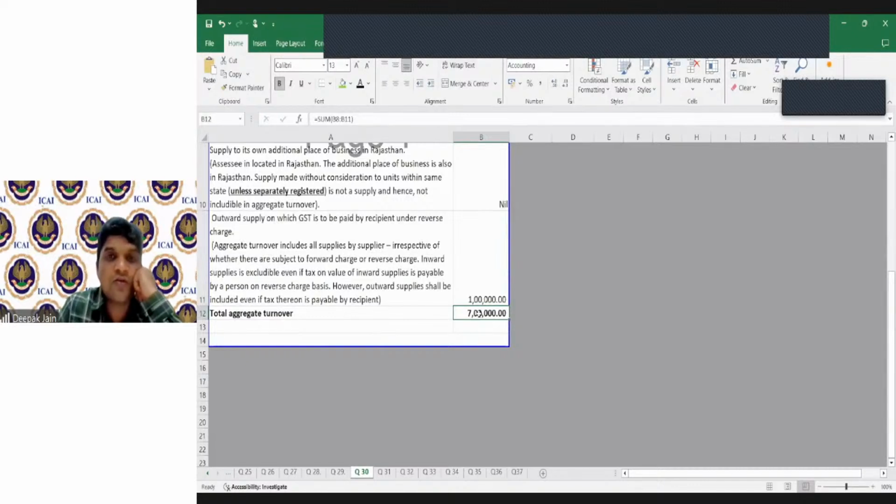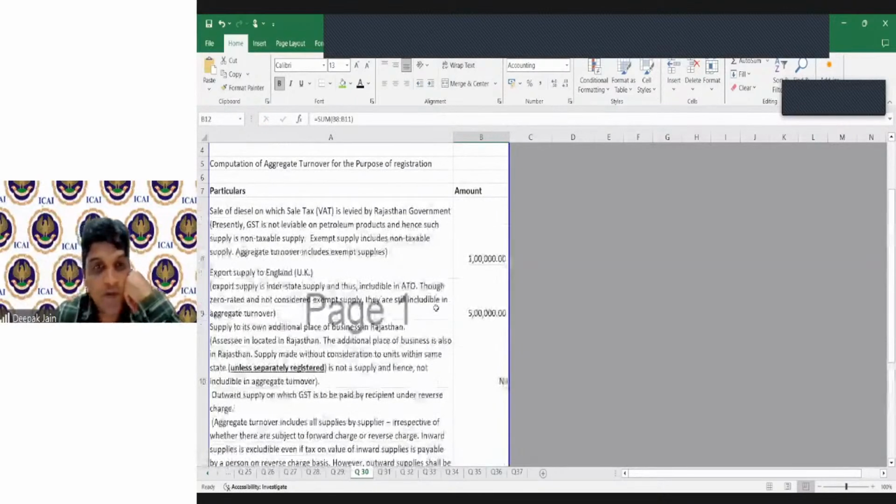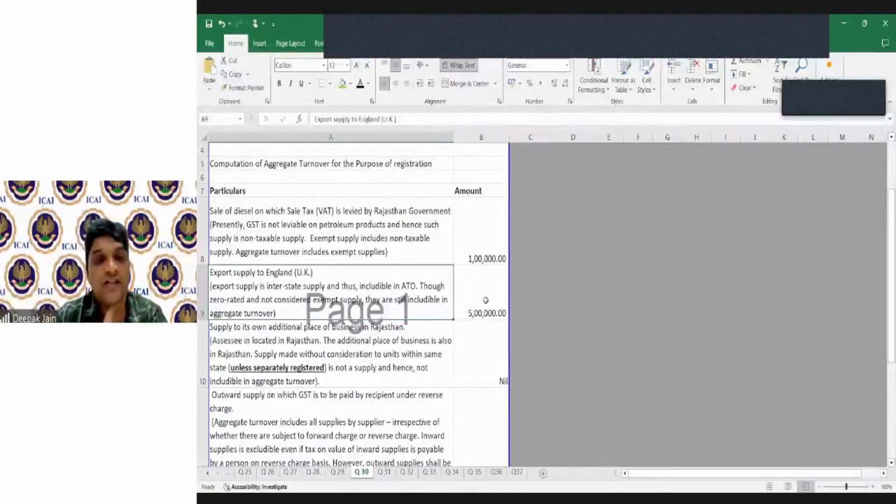If we go with the scheme of compulsory registration, there are 2 points. One is compulsory registration is required when you do any interstate supply. In this case, you are making an export supply, correct? It is an interstate supply. So from that perspective, you have to take registration under compulsory registration.